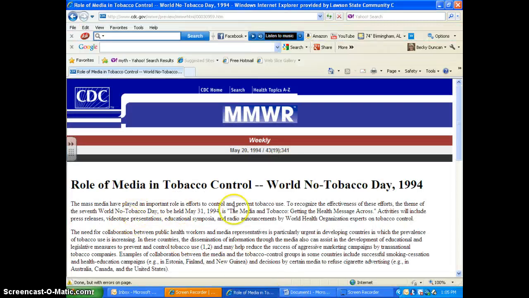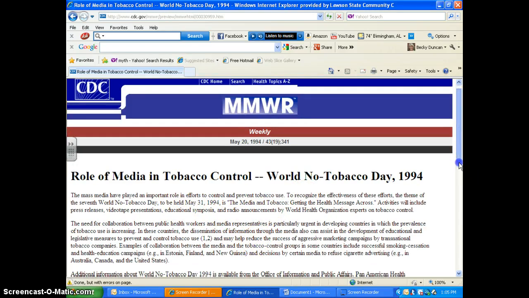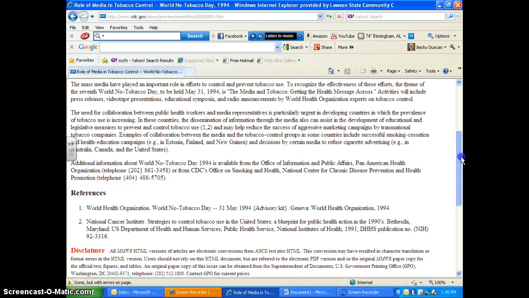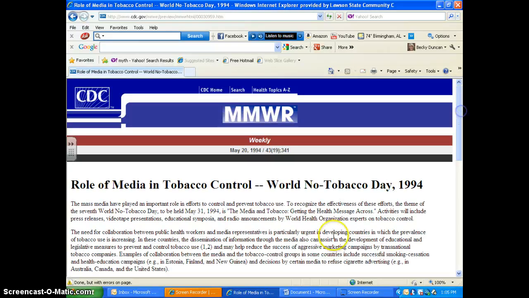So the first thing is, what kind of article is it? Primary or secondary? Well, it's reporting on the World No Tobacco Day, and it's not actually anything directly. So this is secondary. These resources right here would be more the primary sources that they used to get this information. So it is secondary.